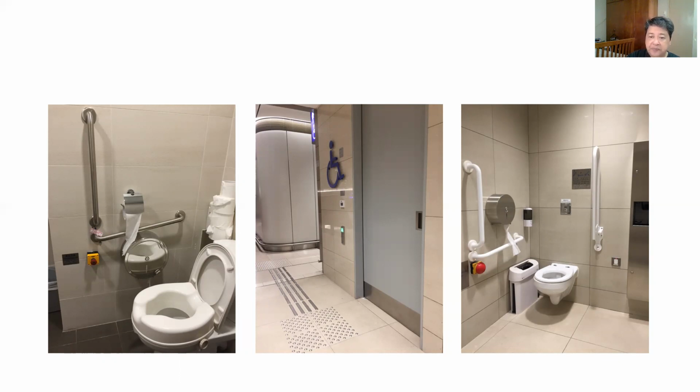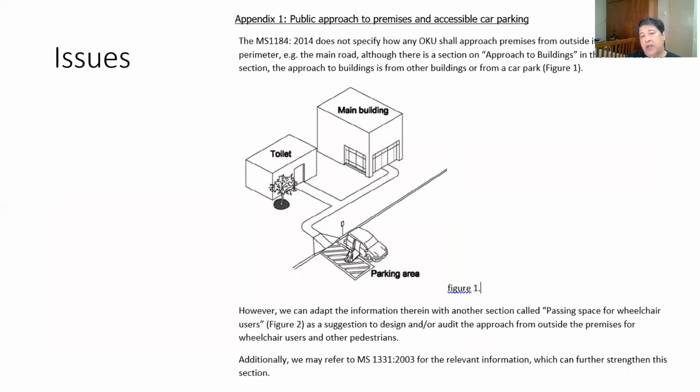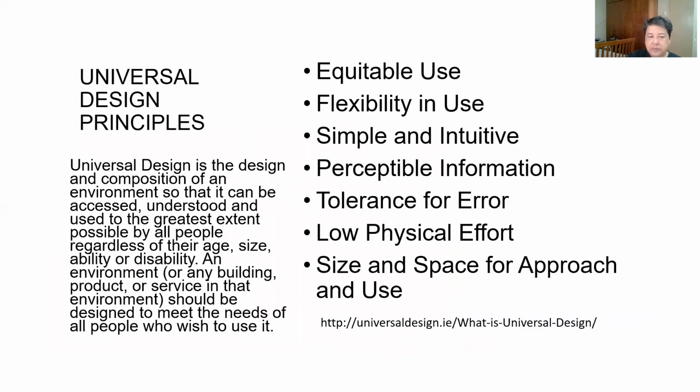Now, when we talk about issues for persons with disabilities and others, one is the nearest possible car parking being available to the main entrance of the building. This is also indicated in the Malaysian Standard. We're going to the next session, which is on universal design principles.